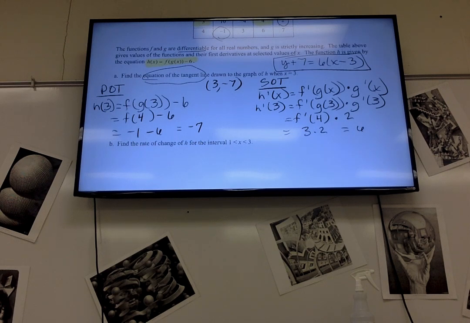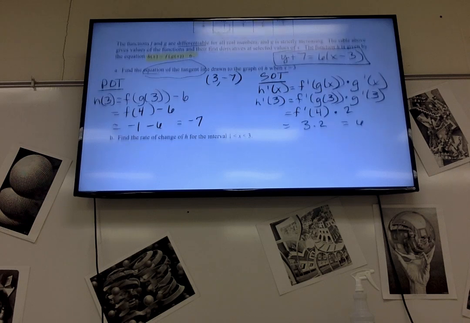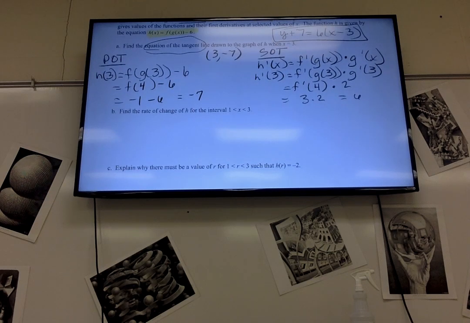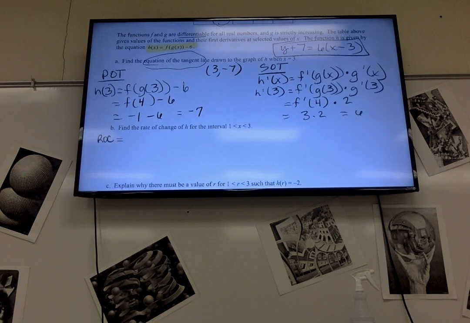All right, B. Find the rate of change of h for the interval 1 to 4. Okay, rate of change is just an average. It's just slope. So for 1 to 4, or why did I say 4? I don't know. 1 to 3, sorry. It's h of 3 minus h of 1 over 3 minus 1.